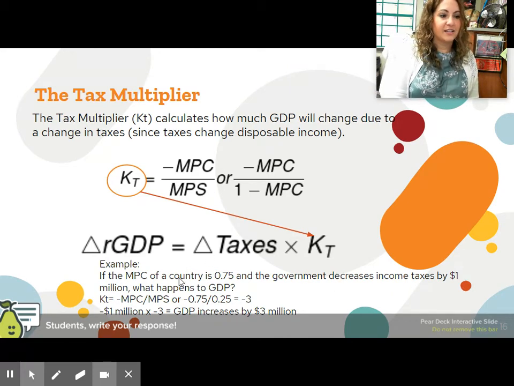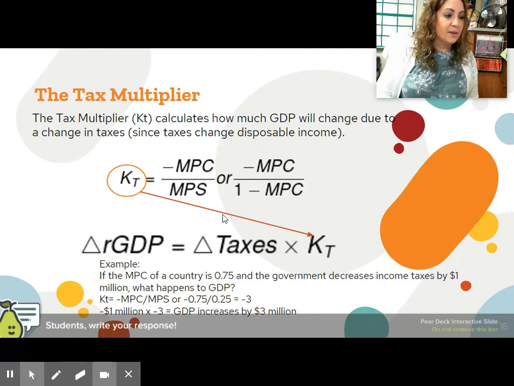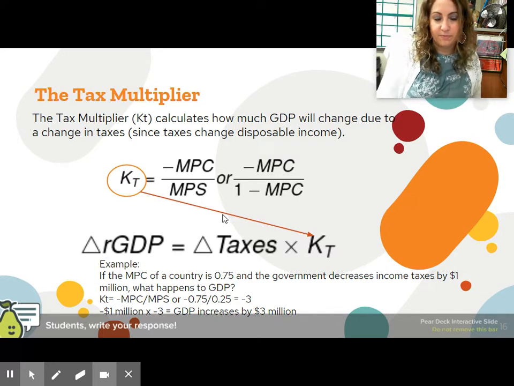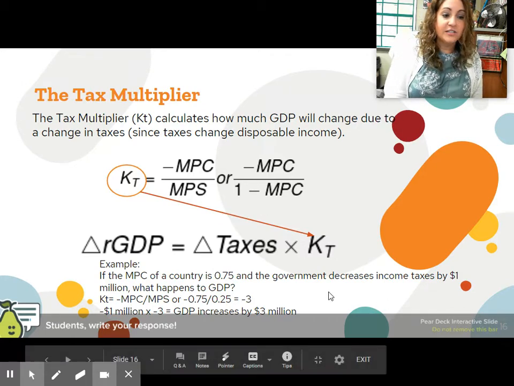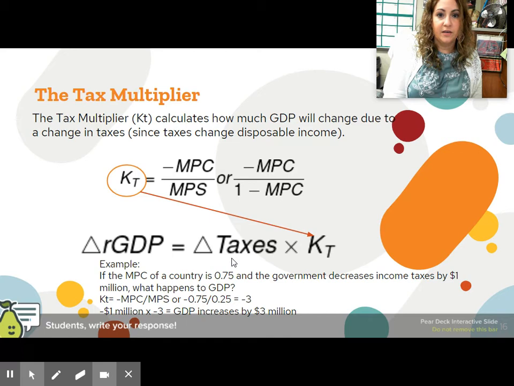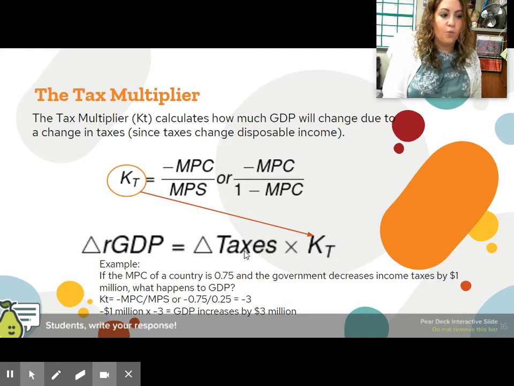So here is the next question, another type of question that you would be asked. If the MPC of a country is 0.75, and this is the same MPC that we used in the previous problem, and the government decides to decrease income taxes by $1 million, what happens to GDP? Okay, so we have a change in taxes right there, a decrease of $1 million. So the change in taxes is going to be negative, because this was a decrease. Otherwise, if they raised taxes, it would be positive. But it's going to be negative $1 million times the tax multiplier. So what is the tax multiplier?